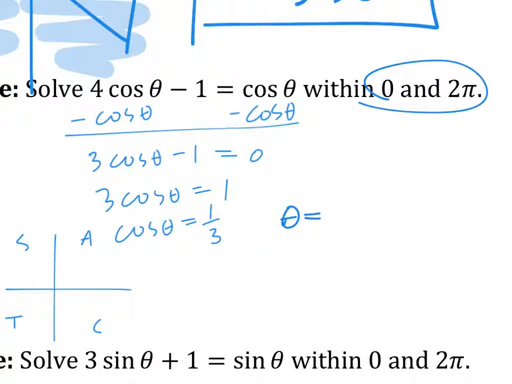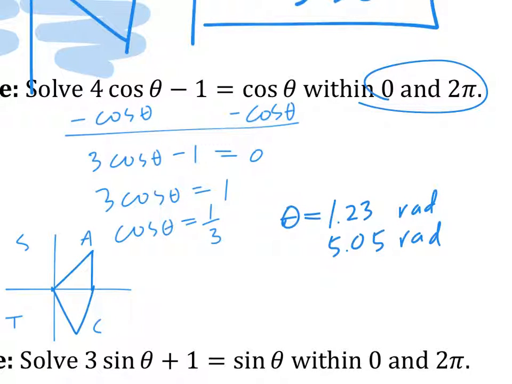So the angle is 1.23, and some of you put 2 pi minus 1.23, which is correct. I just put 5.05, and all of them are in radians. There is no plus 2 pi because they just want it between 0 to 2 pi. You have to read the question. And 0 to 2 pi again means I want this in radians, not degrees.